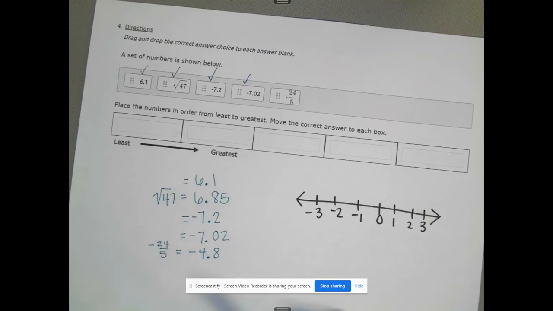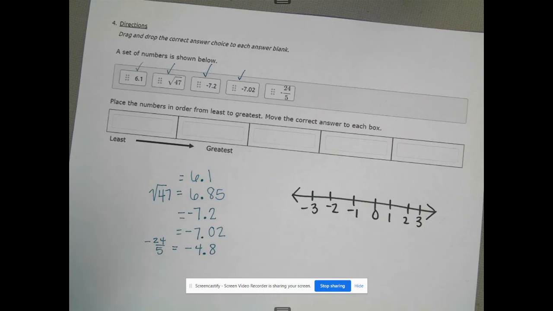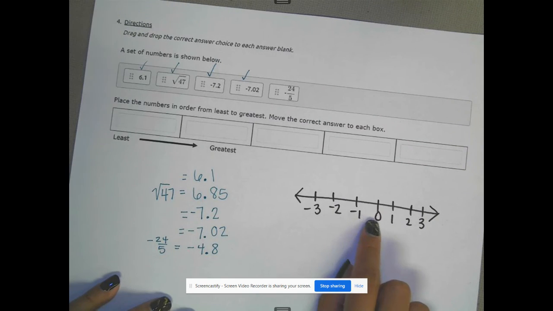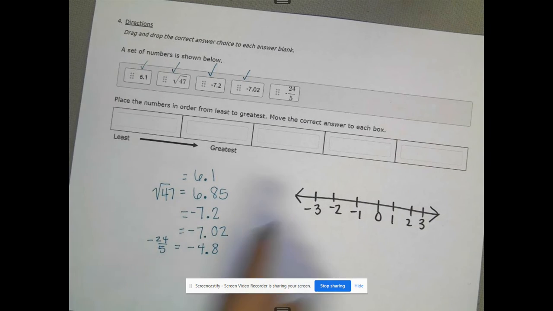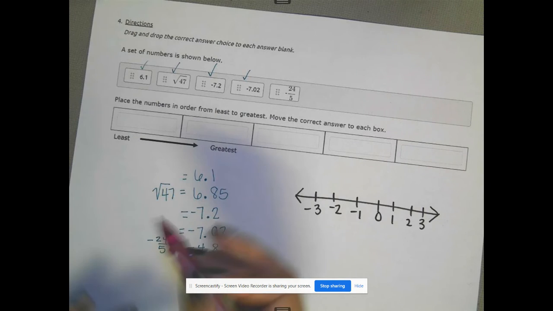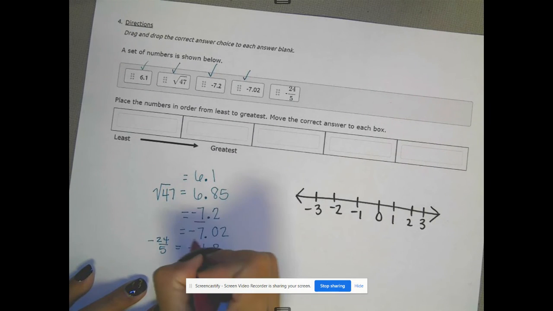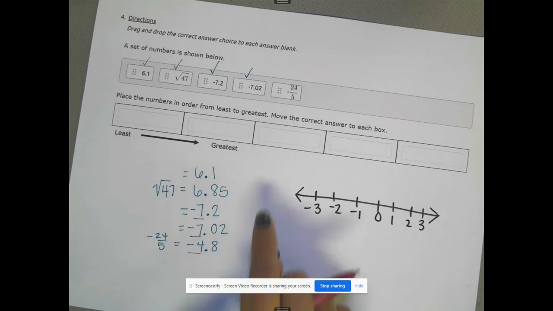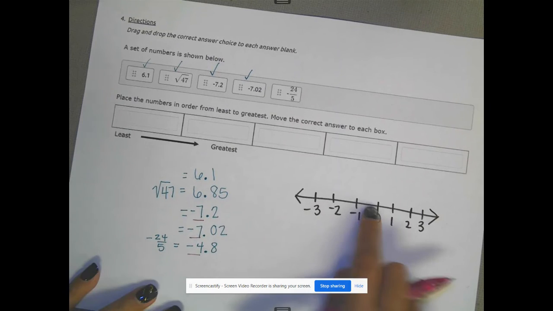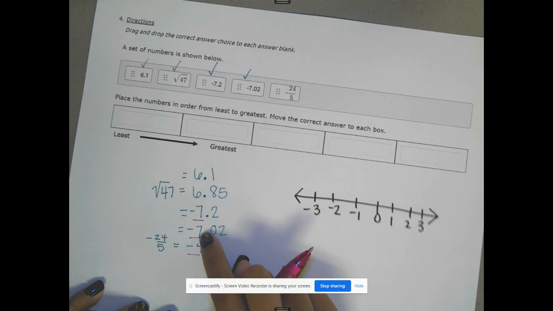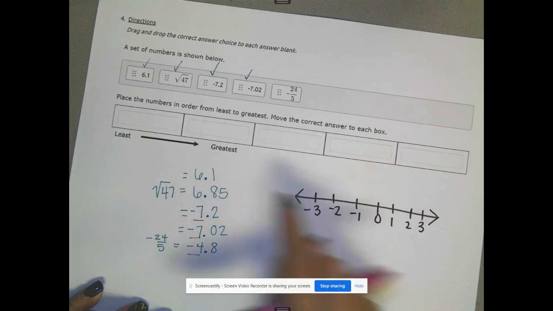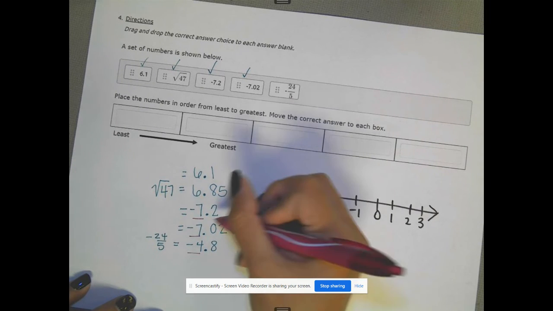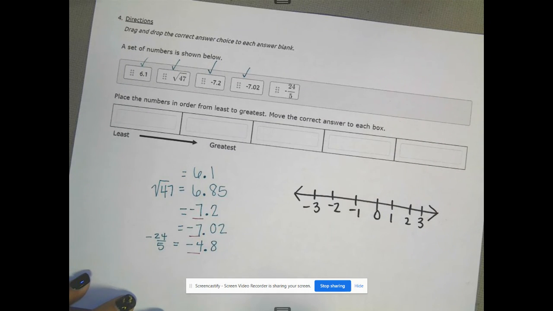So it says least to greatest. And so I know that I'm looking at my negatives first. So I have negative 7, negative 7, negative 4. And when I think about my number line, on the negative side, the further away from 0, the smaller I am. So negative 7 is farther away than negative 4. So I'm looking at these two as my smallest.